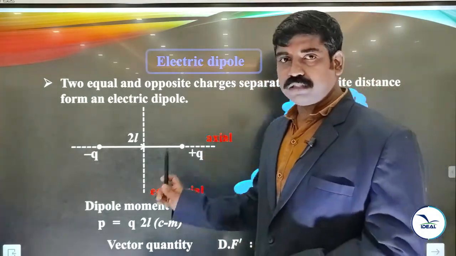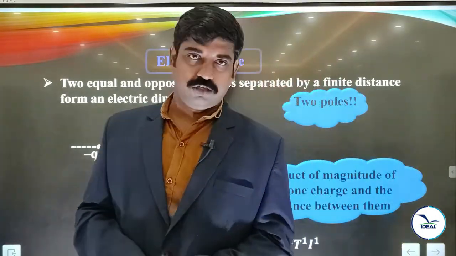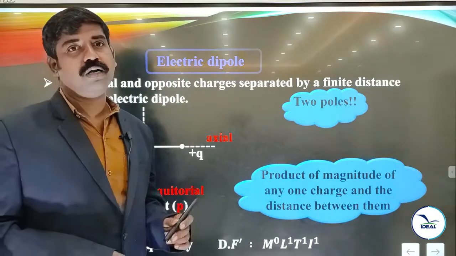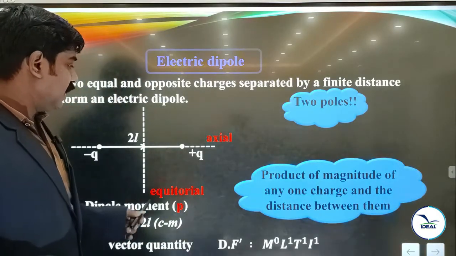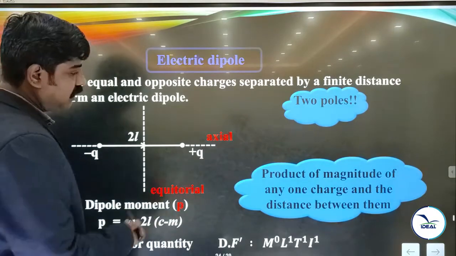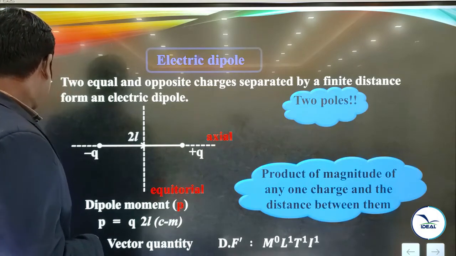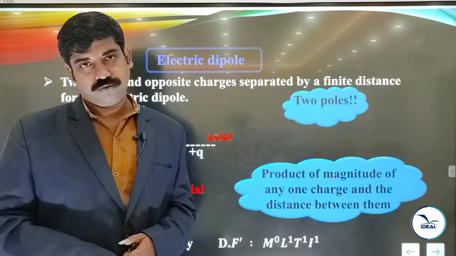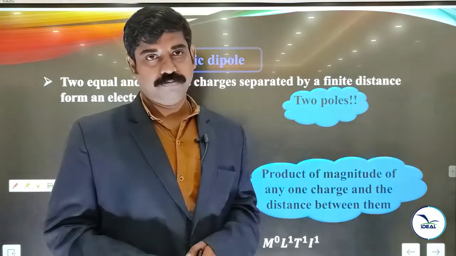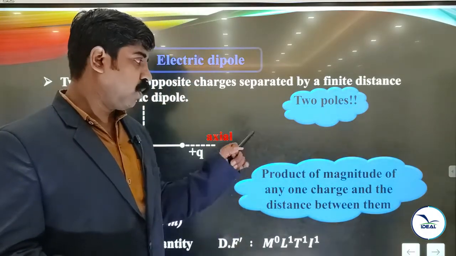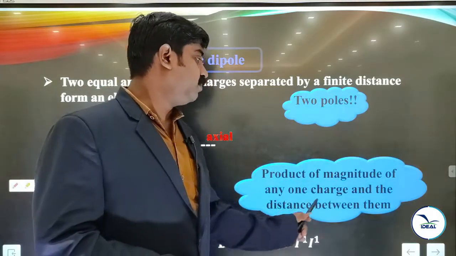The strength of this electric dipole is called the dipole moment, and it is denoted by the letter P. Dipole moment is defined as the product of the magnitude of any one charge and the distance between them.